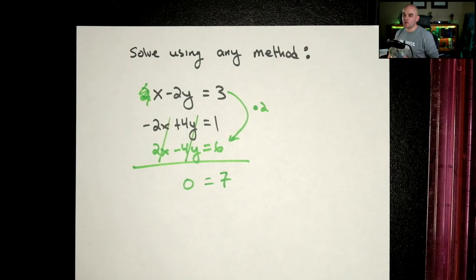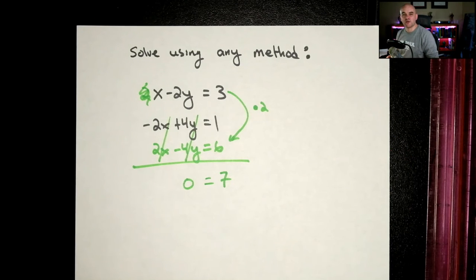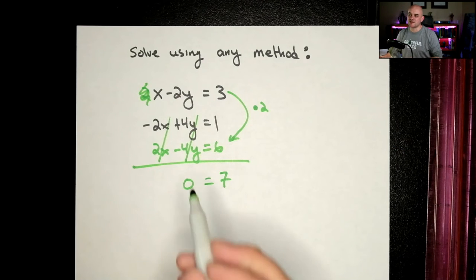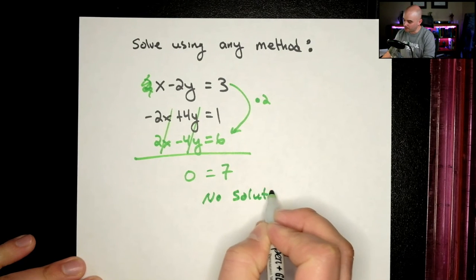And so at this point, what I normally do when doing a problem is I go back and check and say, this is weird. Let me go back and check and make sure I did all my math right. So I'd go back and double check and be like, yeah, I got 0 equals 7. And so since that's not a true statement, we're going to say that there is no solution here.